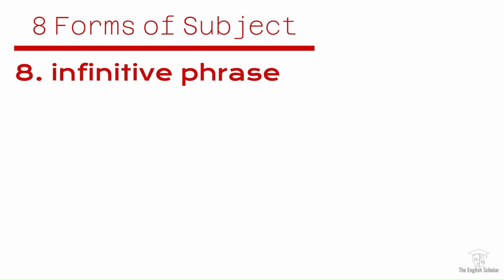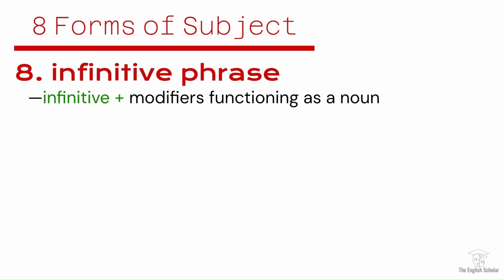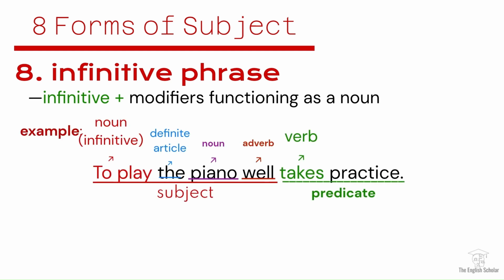Lastly, we have the eighth form, the infinitive phrase. An infinitive phrase is a group of words that includes an infinitive along with other words that modify or describe it. It can also serve as the subject. For example, to play the piano well takes practice. In this sentence, to play the piano well is an infinitive phrase and functions as the subject. It includes the infinitive to play along with its modifiers, the piano and well.